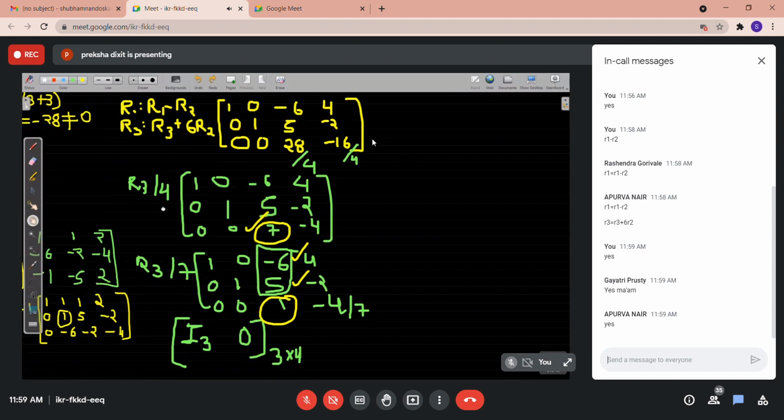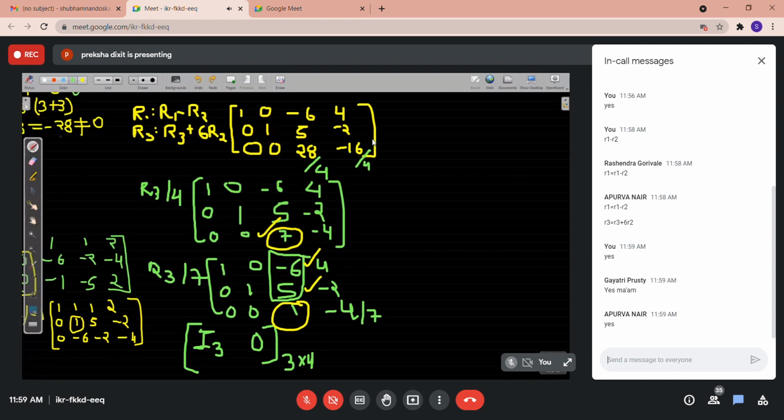Okay, so to the previous matrix, we are performing R1 minus R2, as you all have answered, and R2 stays, and for R3 we are going to perform R3 plus 6 R2. By performing this row operation to the previous matrix, this was the previous matrix, so we are performing this to the previous matrix.